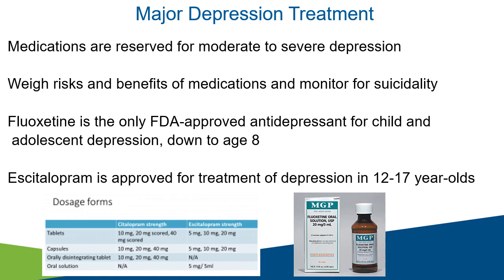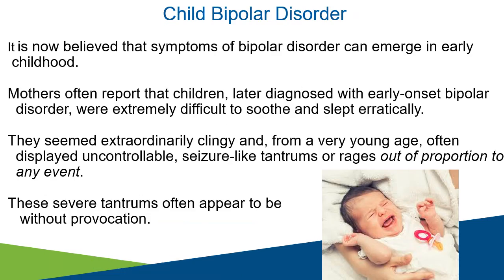So to review, SSRIs are indicated for moderate to severe depression only, and you don't start treating until around 8 years old. Once the child is 8 years old, you can start with fluoxetine because it's the only one that's FDA approved, and then once they reach 12 years old, you can try escitalopram, which is another SSRI. Next, we're going to be moving on to bipolar disorder.